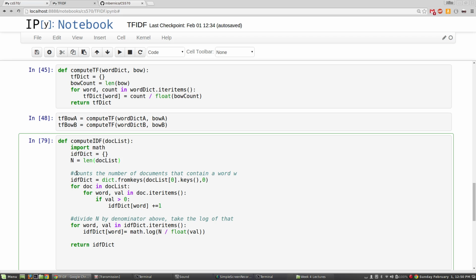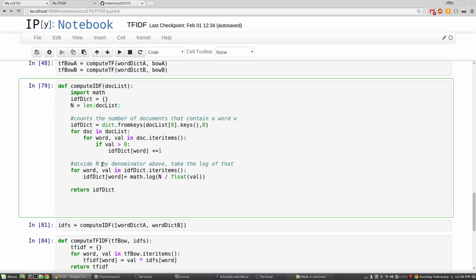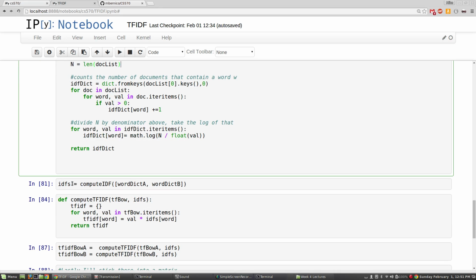This next part's a little bit harder. To count the number of documents that contain a word W, I end up iterating over each document in the document list, and then each word, and then for words that exist, I'll increment them by 1. That's a good way to only count one instance of it. All right, and then lastly, I'll take what I had just calculated here, which I had stored in a dict, and I will take n, and I'll divide it by that previous value, and then I'll apply log to that, and I'll return that dictionary. And so that's my IDF value.